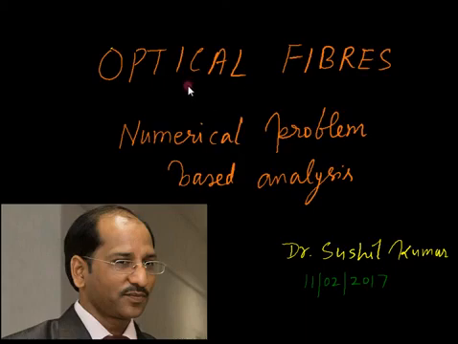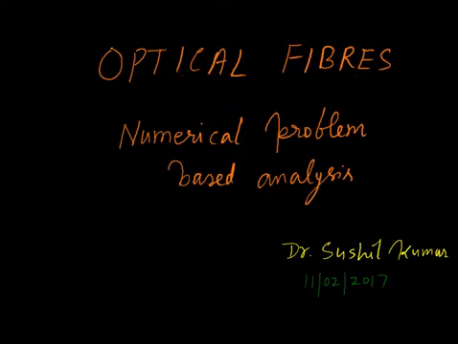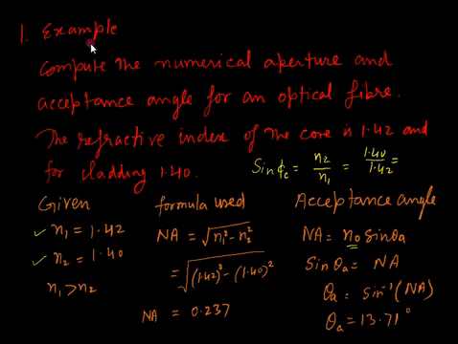In this video lecture I will discuss some numerical problems, and on the basis of these numerical problems some analysis about the optical fibers. The first example is: compute the numerical aperture and acceptance angle for an optical fiber. The refractive index of the core is 1.42 and for cladding this is 1.40.